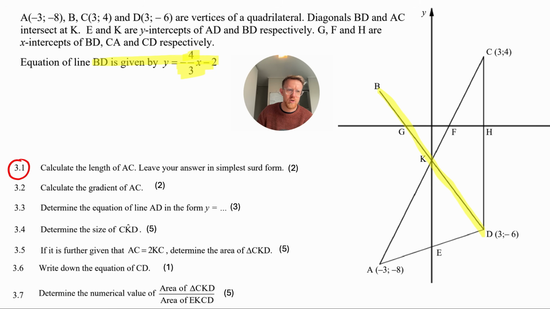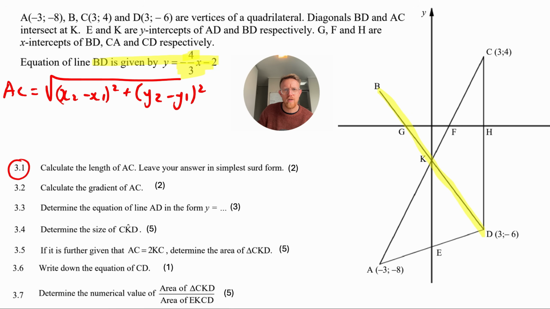First question, for 2 marks: calculate the length of AC. So AC, we've got all the coordinates. So the length formula is your distance formula: x2 minus x1 squared plus y2 minus y1 squared. I will call this my point number 2 and this my point number 1. You can choose whatever you like. It's just to make sure that you don't make any small mistakes.